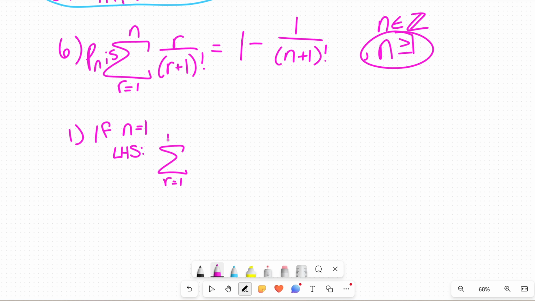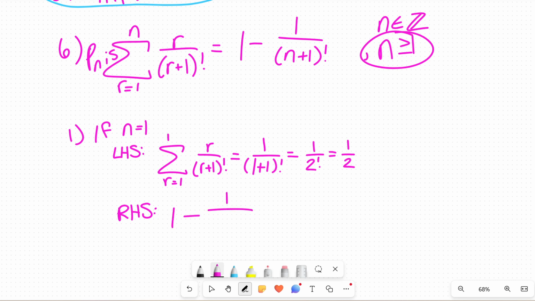The sum from r equals 1, I'm stopping at 1, of r over (r plus 1) factorial. So this is going to simplify down to 1 over (1 plus 1) factorial, 1 over 2 factorial, which is just 1 over 2. So this is what my left-hand side of the equation is. My right-hand side of the equation, I'm plugging in 1 for n. So I have 1 minus 1 over (1 plus 1) factorial. So I have 1 minus 1/2, which is also 1/2. So this tells us that P of 1 is true.